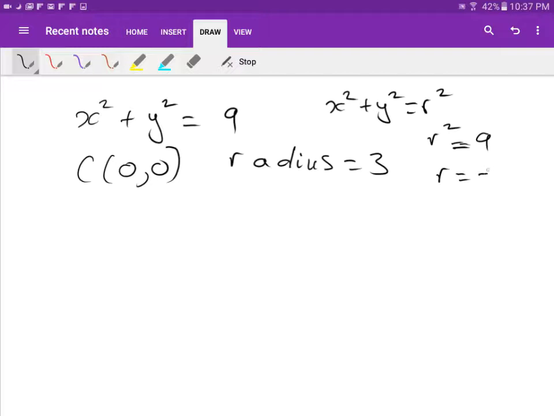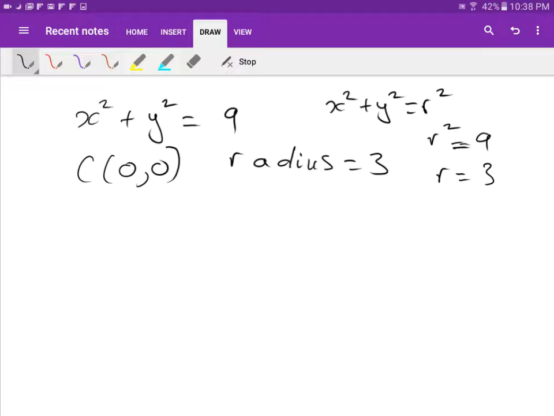Then the square root of 9 is 3. Normally, every time you take a square root you have a plus or minus. But because this is an application, the radius cannot be negative, so we ignore it and just write 3. Keep that in mind: in an application, we ignore the negative.